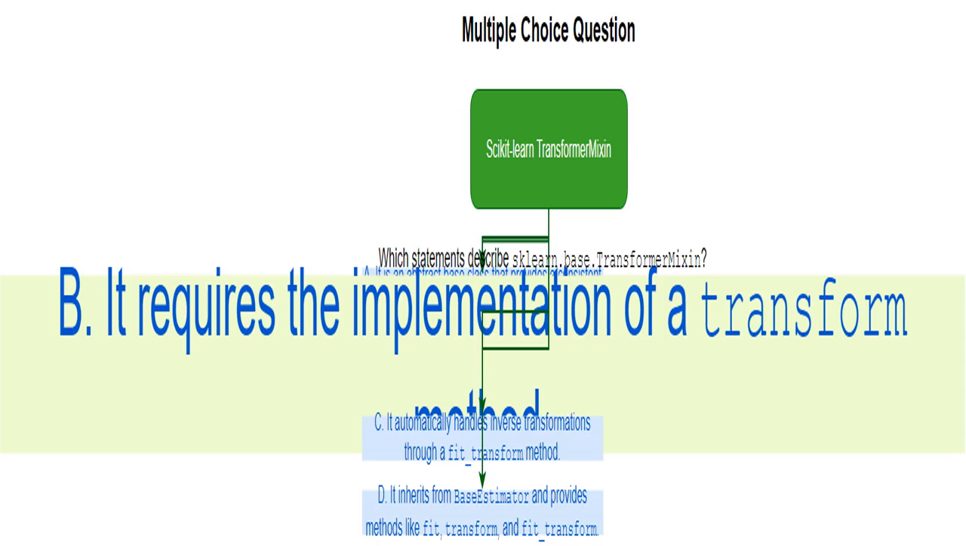TransformerMixin doesn't enforce the implementation of a transform method. Although a transform method is expected, it's not directly mandated. You'll typically implement it in subclasses, though.